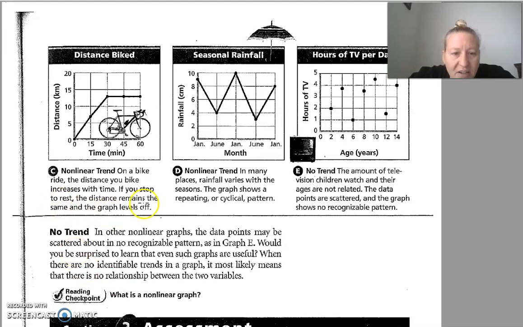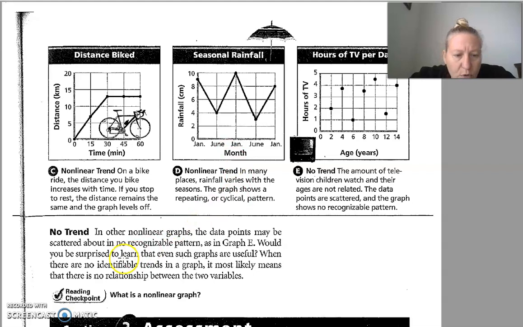So a nonlinear trend here. On a bike ride, the distance you bike increases with time. If you stop to rest, the distance remains the same and the graph levels off. And D, nonlinear trends. In many places, rainfall varies with the season. This graph shows a repeating circular pattern. So it rains a lot in January and then starts decreasing, where you don't really have much rain in June. And again, by January it has increased a lot. Again, the next year by June, it has decreased. So you can see that the rainy months are January, and not so much rain falls in June.